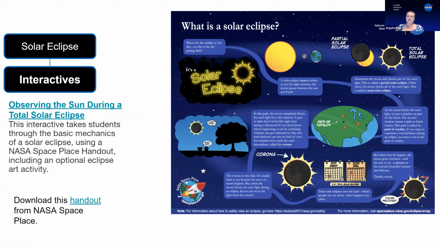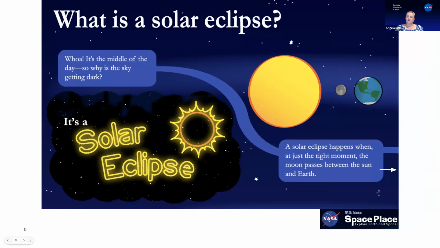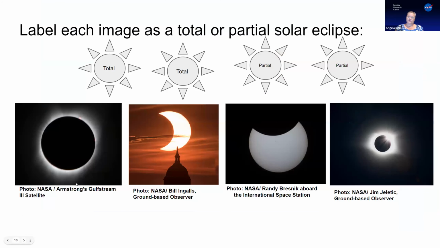One of them is observing the sun during a total solar eclipse, and they go through the basic mechanics of a solar eclipse. And there's this big handout that they can download, but this is slides. I'm not going to play the video here. Space Place. And the slides break that big graphic down into smaller pieces.